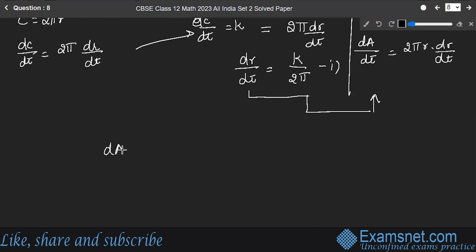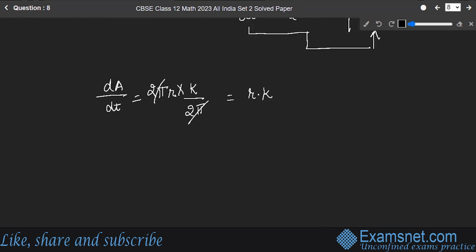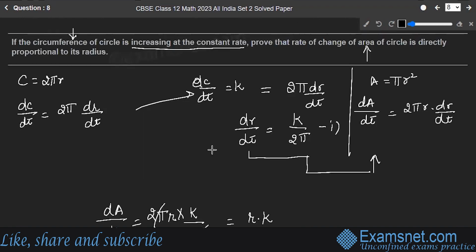So dA by dt becomes 2 pi r into k upon 2 pi. That becomes equal to r into k. Right? I hope you got till here. So let's write it properly. This is the rate of change of area is equal to r into k. So this is what we needed to prove in the question.